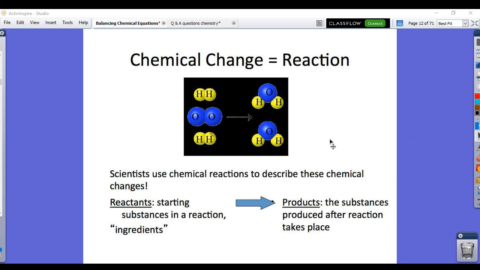All right, so now we're going to get into learning how to balance chemical equations now that you've copied your Q&A number 34 on counting atoms. So we discussed before what a chemical change is. In a chemical change, you make a new substance. Scientists use chemical reactions to describe these chemical changes. You have a reactant, which is your starting substances, like your ingredients when you're using a recipe, and then your product is the substance that's being produced.